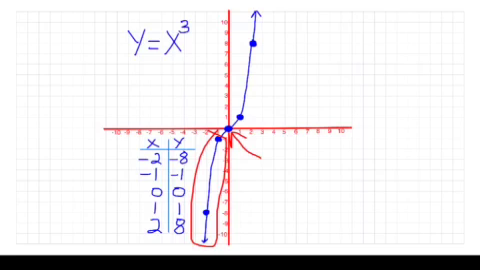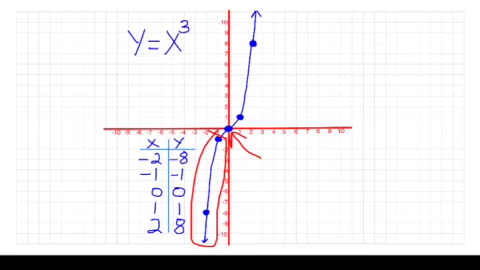Remember, we want to recognize the parent so that we can look at other graphs with a similar shape, know they belong to the family x cubed, and realize some transformation has happened to them. And those are transformations that we can learn and be able to write the equation from that transformation that's happened. It all starts from recognizing the parent.